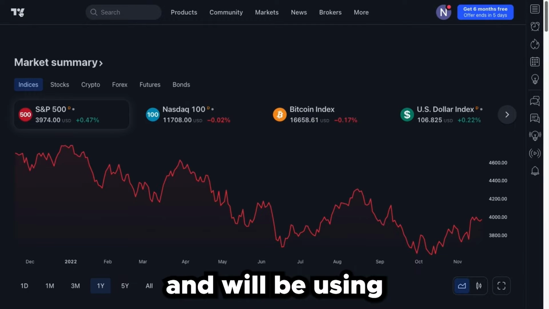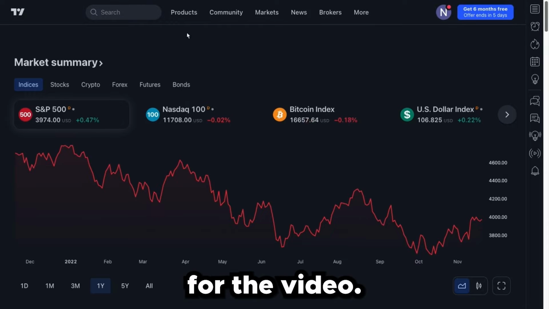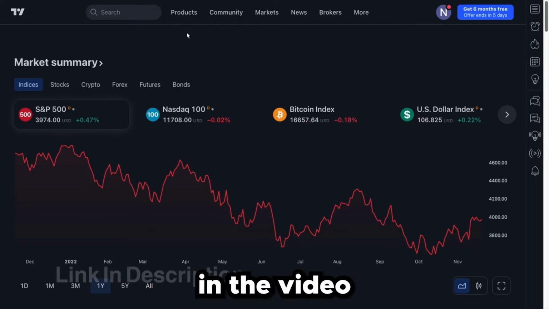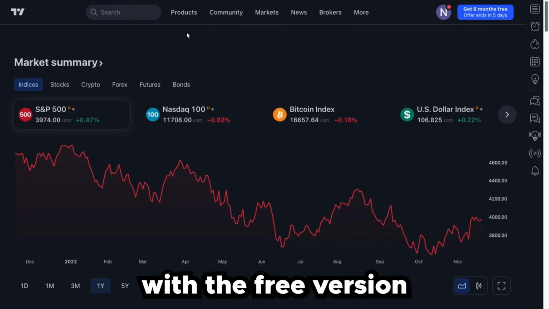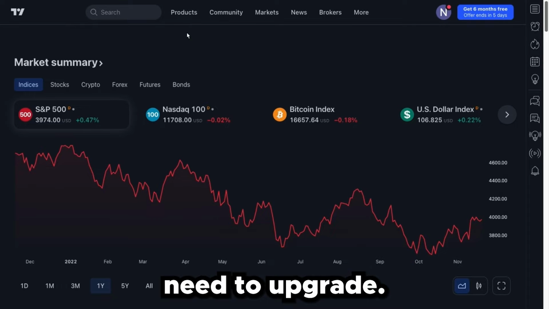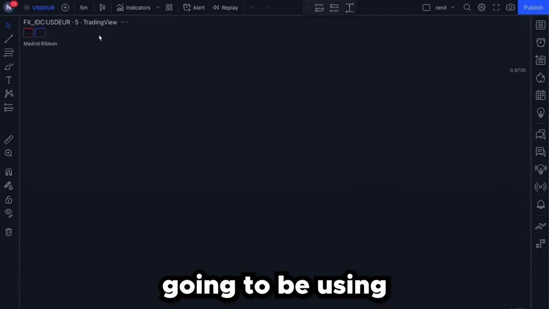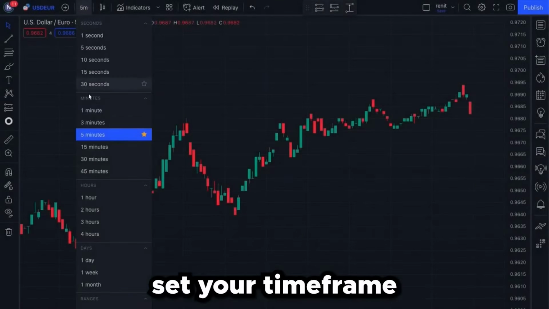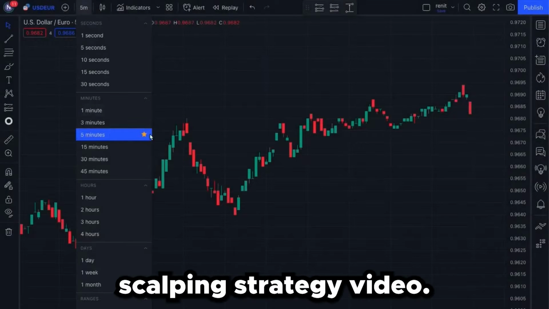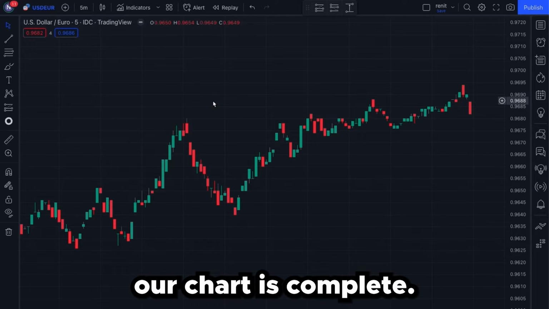Okay, so before we get into using the indicator, let's set up our chart and trading platform. I'm on TradingView.com and we'll be using this platform and its indicators for the video. If you want the link to the chart section, it's in the video description. You can follow along with the free version of TradingView, so there is no need to upgrade. Alright, now that we're here, selecting the products menu and heading to trading charts. As I said, I'm going to be using the Forex pair Euro USD. Now that we're here on a chart, make sure you set your time frame to 5 minutes, as this is a 5-minute scalping strategy video. And with that, our chart is complete.